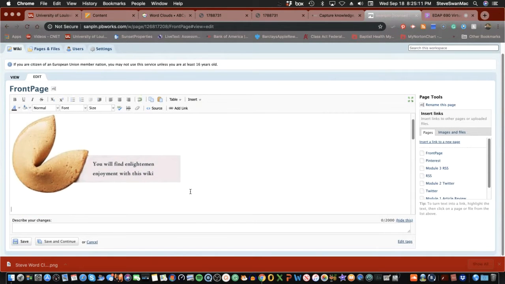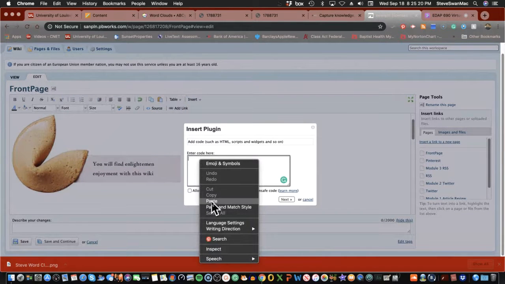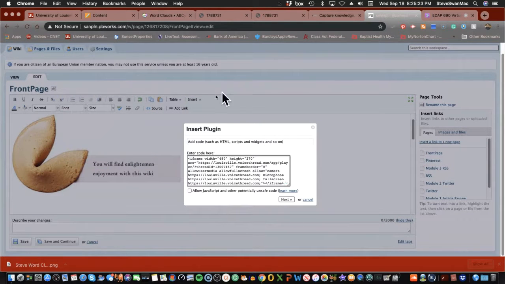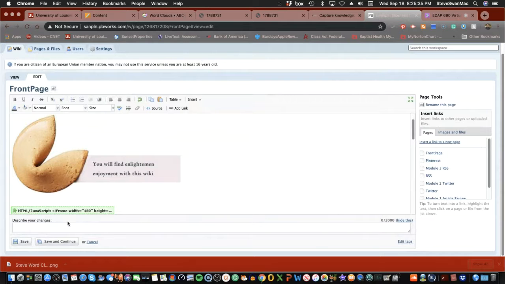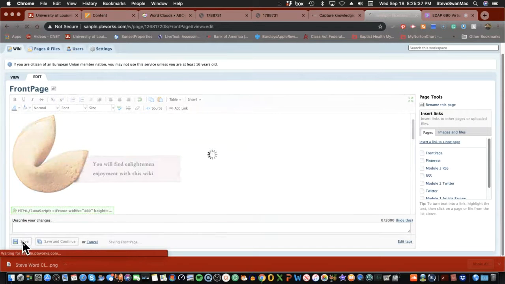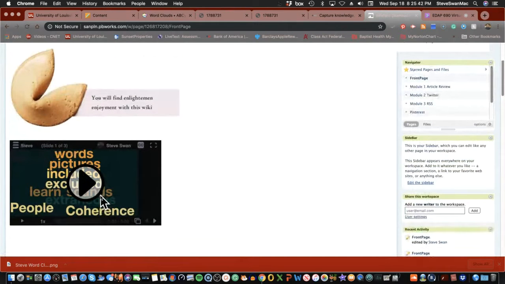We are going to get down to where we want this to end up, our VoiceThread, and we are going to go to insert. We are going to go to HTML JavaScript. We are now going to paste in here our VoiceThread embeddable code. We're going to go next. And if this comes in, we're in pretty good shape. I'm going to insert the plugin. I will come down here to save. There it is. So it still works. That's good to see.